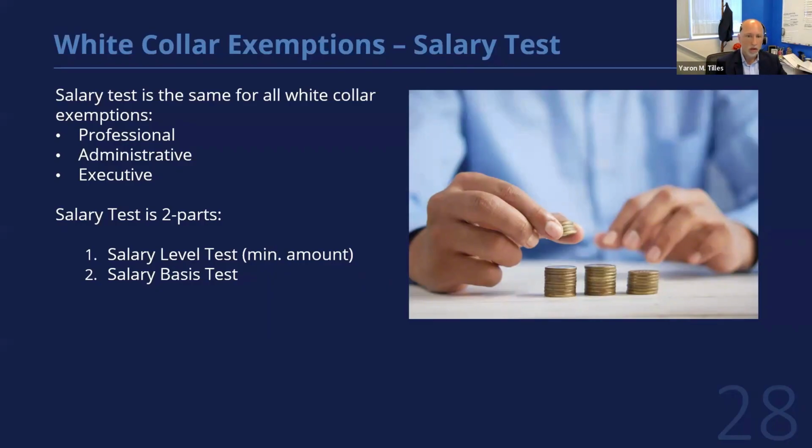And earning a certain salary is only one of the requirements that must be met for an employee to be exempt from overtime or others under the white collar exemptions. And these requirements, 2 of the prongs of the requirement are the salary test, and then there's the duties test. So as I said, the salary test has 2 prongs, a salary level test and a salary basis test.